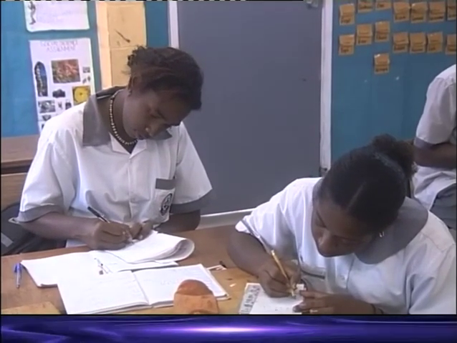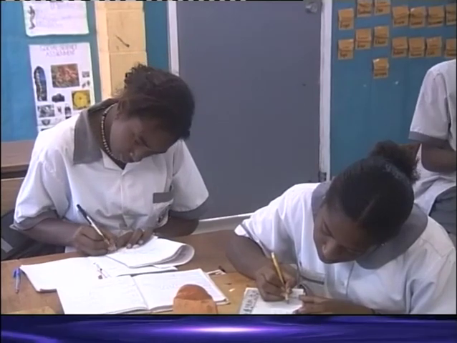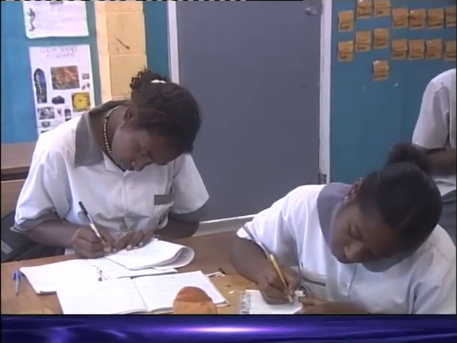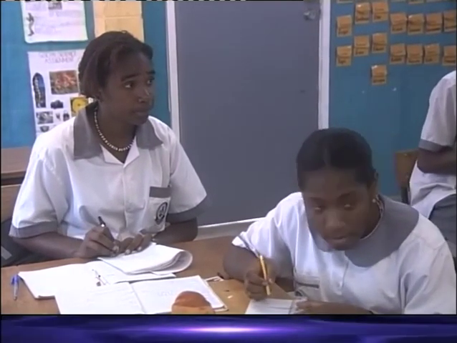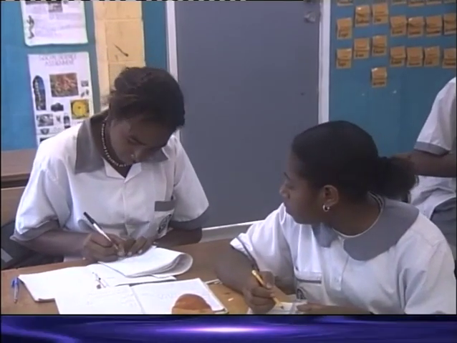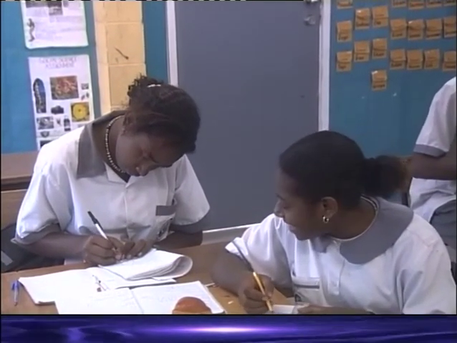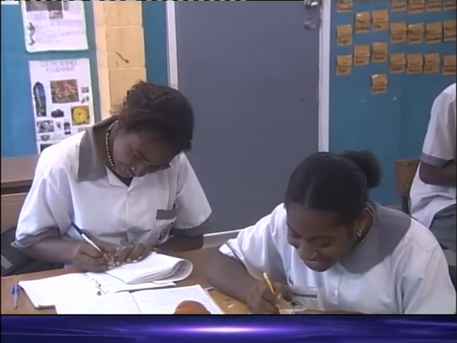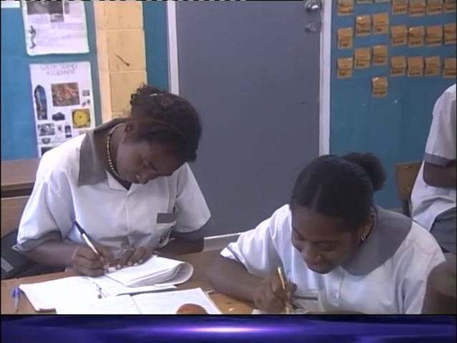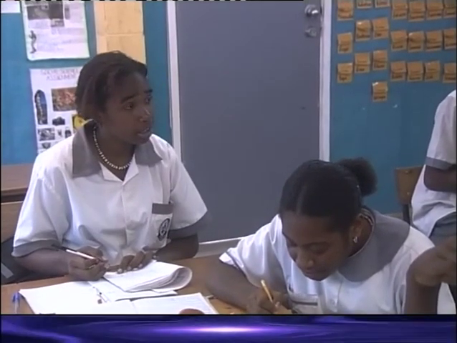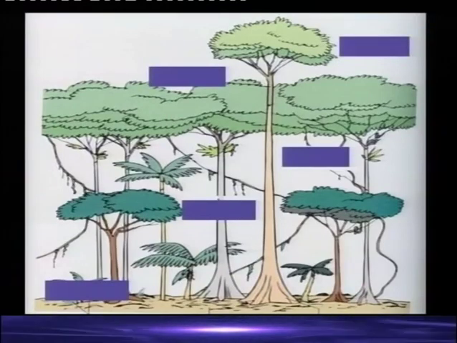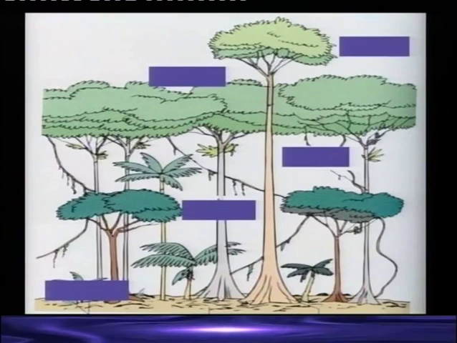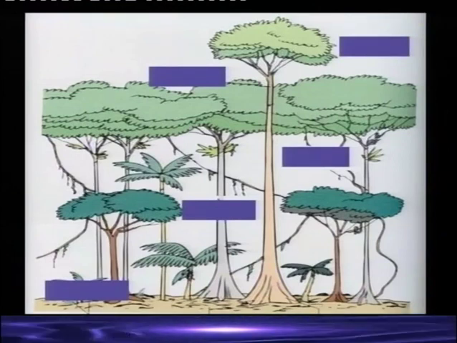Okay, forest floor, then we have the canopy. And then emergent. Okay, this is question one and two.